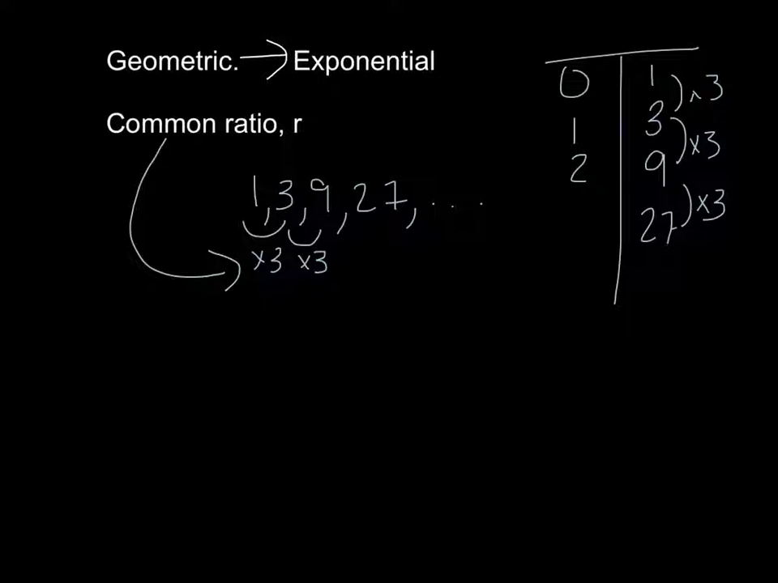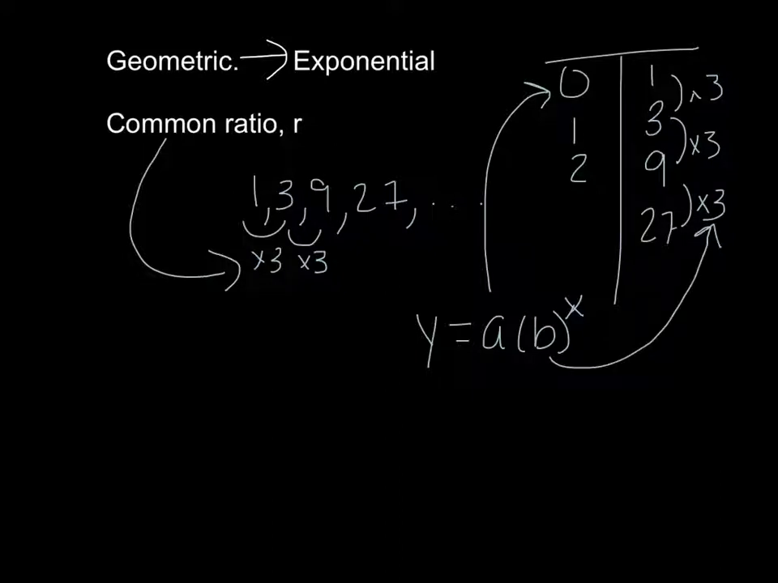Now the equation is going to be a little bit different. We're used to seeing y equals a times b to the x. Remember, a is that y-intercept, so a would be right there, and then b is your loop-de number.